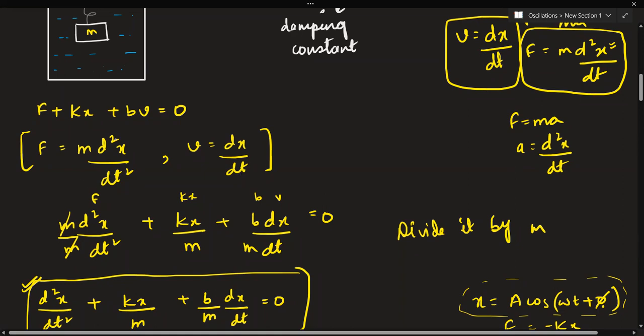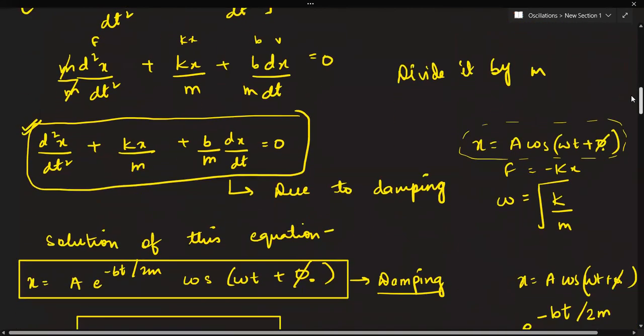If I substitute these values instead of F and v, it will come out to be m d square x by dt square plus b dx over dt plus kx equals 0. Now if I divide this whole equation by mass, this m will get cancelled and the other terms will be divided by m. This is the final equation due to damping. Till here it was the equation for undamped oscillation; this term gets added because of damping.